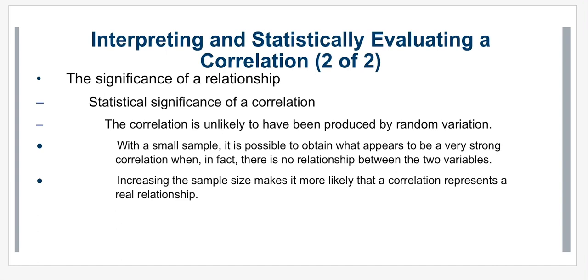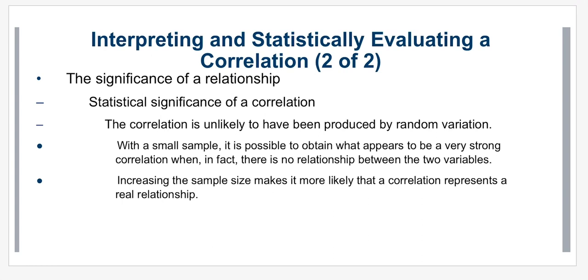The other way to evaluate a correlation is statistical significance. What that means is if a correlation is statistically significant, then we're saying it's unlikely to have been produced or to have happened by random variation or by chance. So, in other words, it's telling you that there is a real relationship there. The changes didn't just happen by chance. So, within a small sample size, it is possible to obtain a very strong correlation when there actually might not be a relationship at all.